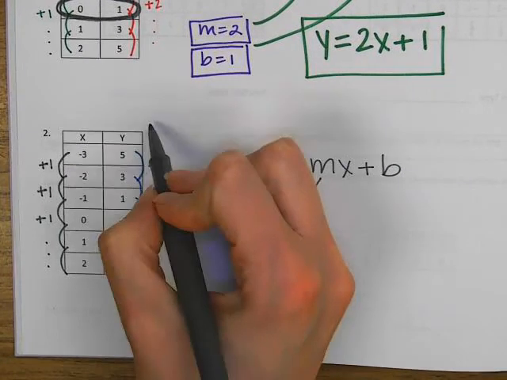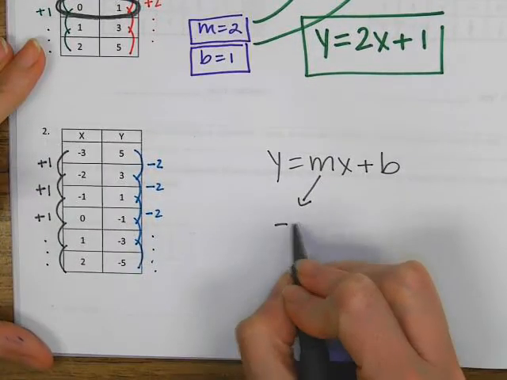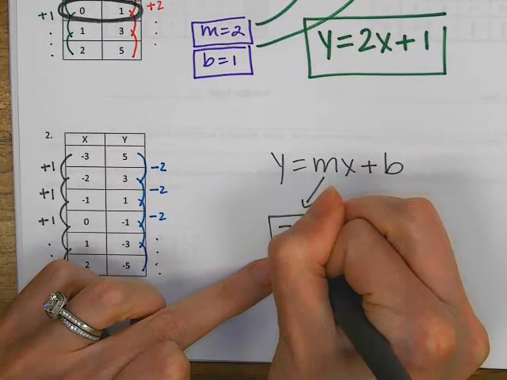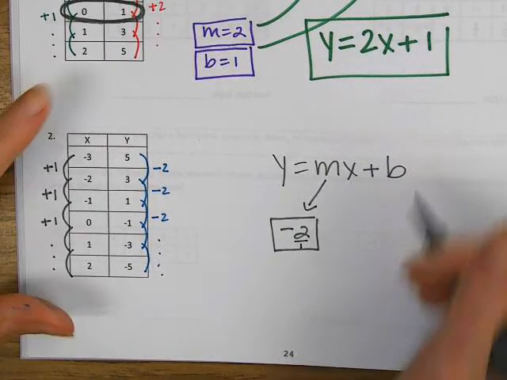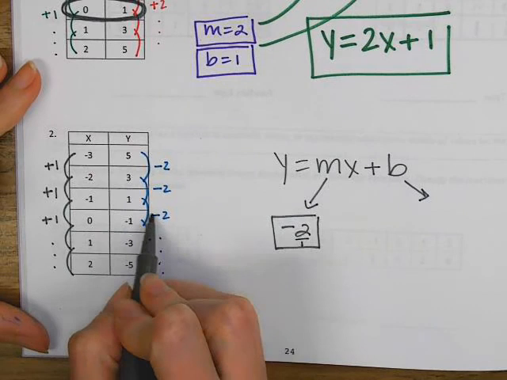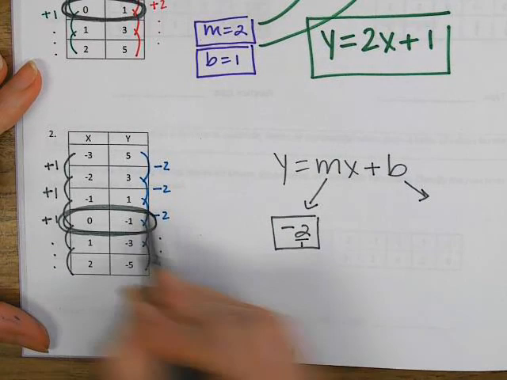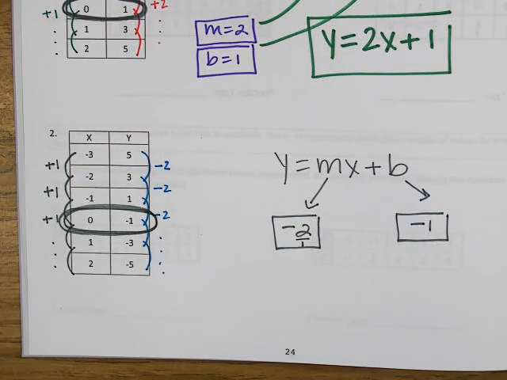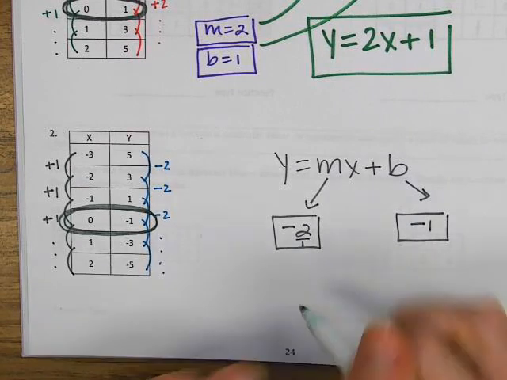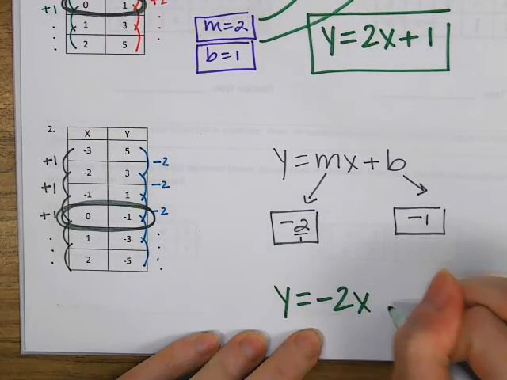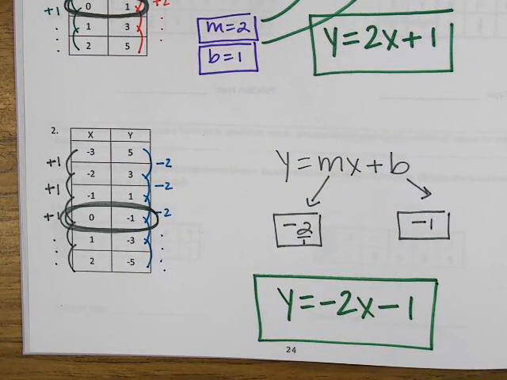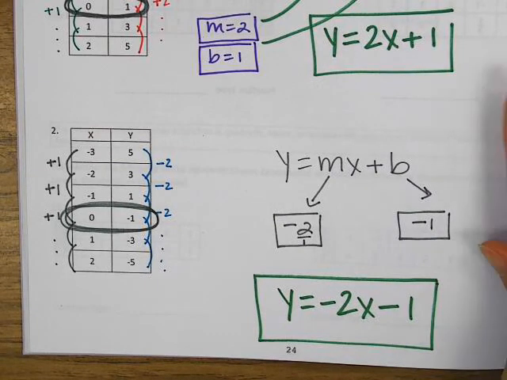So slope is change in y over change in x, so negative 2. That's going to be m. You guys could put negative 2 over 1 if you want. Doesn't matter. And then the b is the y-intercept. So when x is 0, y is negative 1. So that's going to be plugged in for b. Let's plug it all in and get our final answer. y equals negative 2x minus 1, with the m and the b plugged in. Awesome.